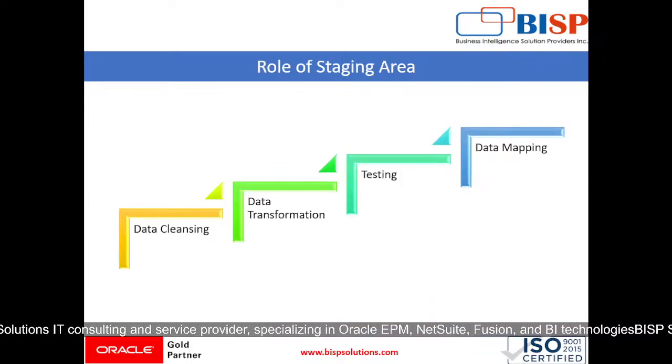Then the role of the staging area: firstly, data will be cleansed, which means it ensures the data is free from errors, duplicates or inconsistencies before moving it to the target system. Then comes our data transformation, where it allows for the reformatting or transformation of data to match the format and structure required by the target system, for example NetSuite.